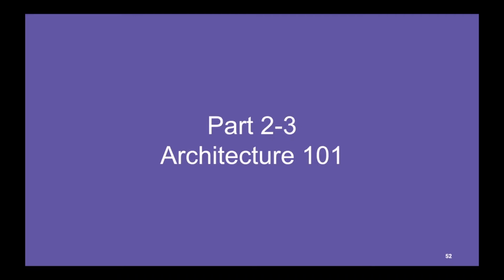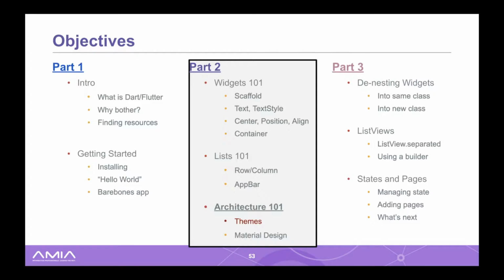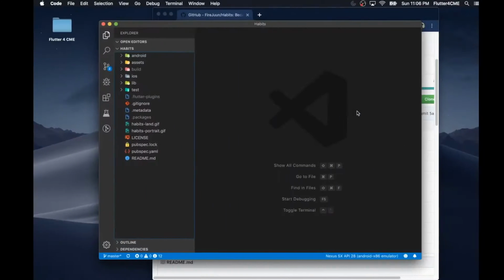Part 2-3 of the Flutter4CME series is going to be a little bit lighter. I want to try and intersperse a little bit less coding before we finish making this app itself. And I'm going to show you, using themes as an example, why it's important to have the architecture laid out early on, or at least have a bit of a plan.